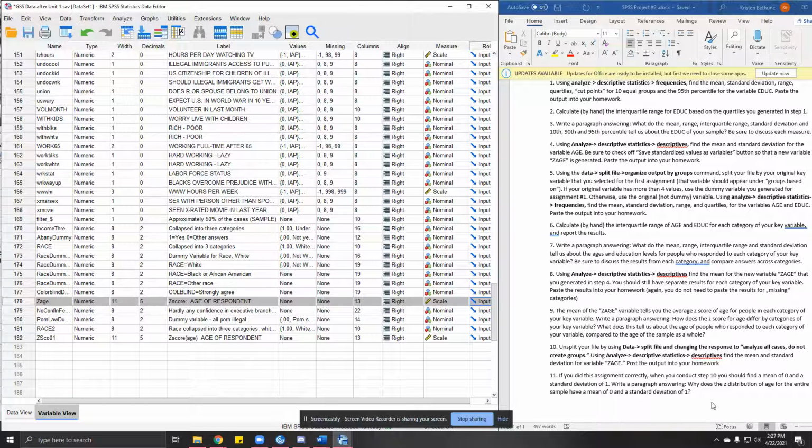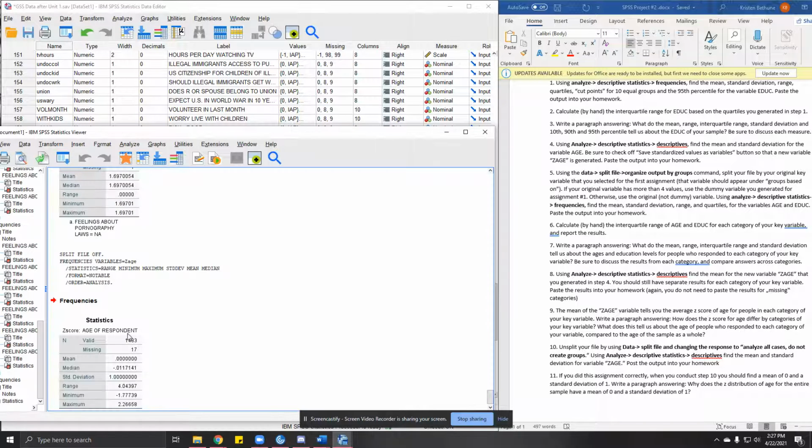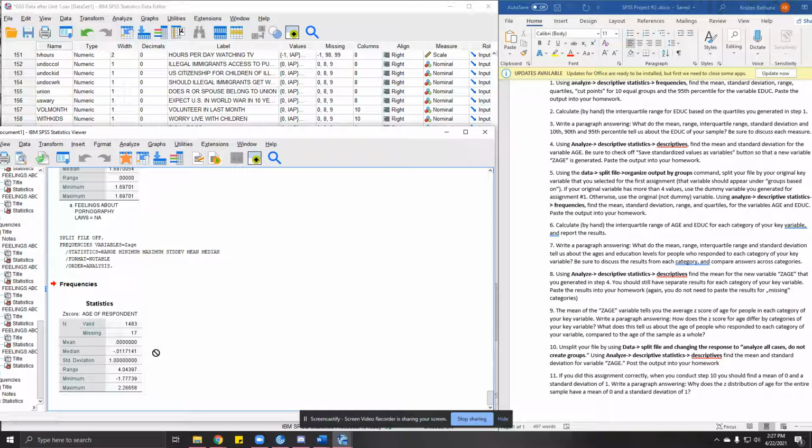And now I'm going to ask you to find the mean and standard deviation for ZAGE. Mean is 0, standard deviation is 1. Why did that happen? Because we made them all z-scores. So we have a standardized data set here. That tells us the average will always be 0, and the standard deviation will always be 1 for a z distribution. And that's what we did. We made a z distribution by creating this ZAGE.